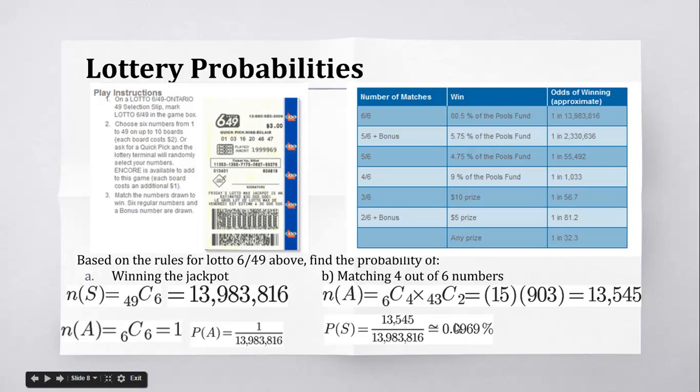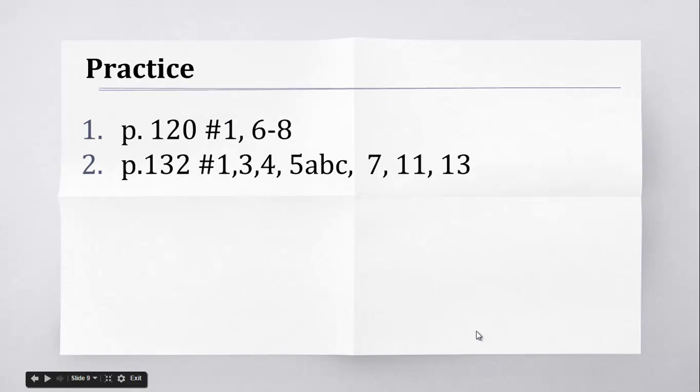Very low probability still. Remember that's percentage. When you actually divide these numbers, you get 0.000969. And I just want to show you there that when you look up at the matching 4 to 6, you get 1 out of 1033. If you divide those, you get the exact same thing. Okay? And so there's your practice for today.